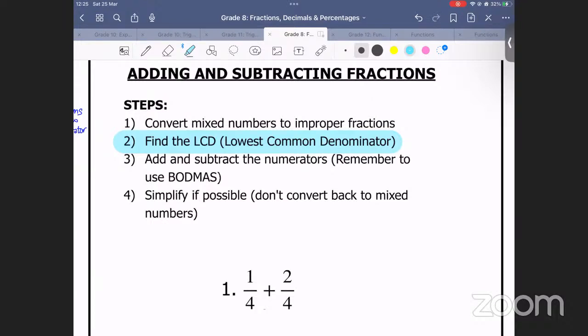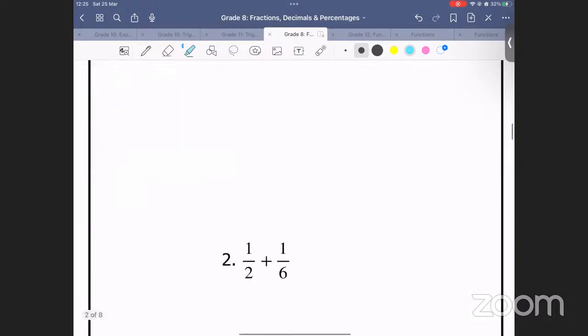Number 3, you need to add or subtract the numerators. Remember to use BODMAS. Okay, we'll go through that. Simplify if possible. Do not convert back to mixed numbers. So just keep it as an improper fraction if the answer is an improper fraction. Let's have a look at this.